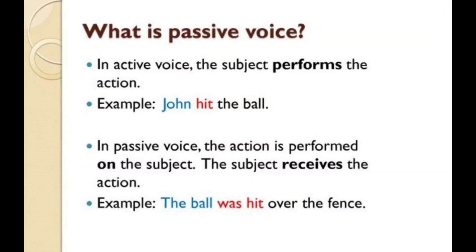John hit the ball. Here, John is the subject, hit is the verb, the ball is the object. Whereas in passive voice, the action is performed on the subject. The subject receives the action. So it goes vice versa. You have to swap the subject into object and object into subject.